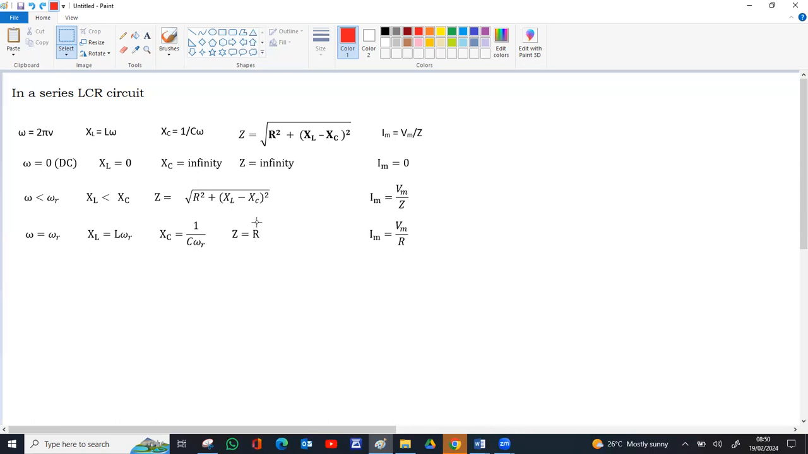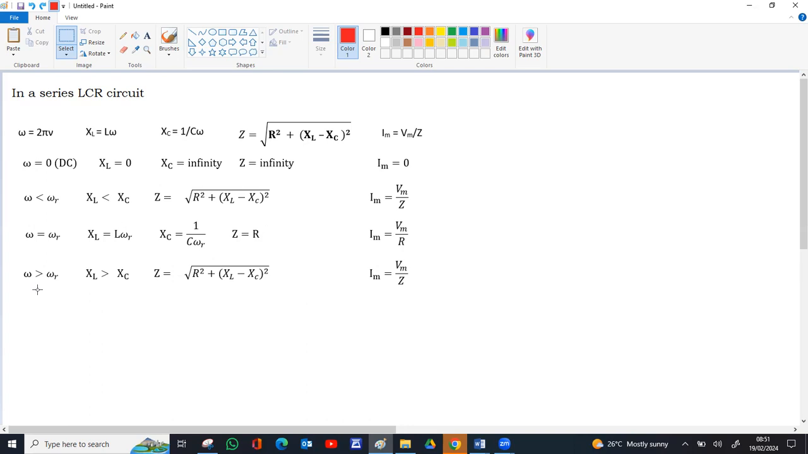So here impedance is minimum when omega equals omega R. For omega less than omega R, due to the presence of this reactance term, the impedance will be more than R. Even for omega greater than omega R, since XL is not equal to XC, this term will be non-zero, so the impedance will be more than R. The impedance is minimum at omega equal to omega R. If it's less than omega R, the impedance is increasing. If omega becomes greater than omega R also, the impedance is increasing. That's minimum at Z equal to R. That time the current will be maximum.